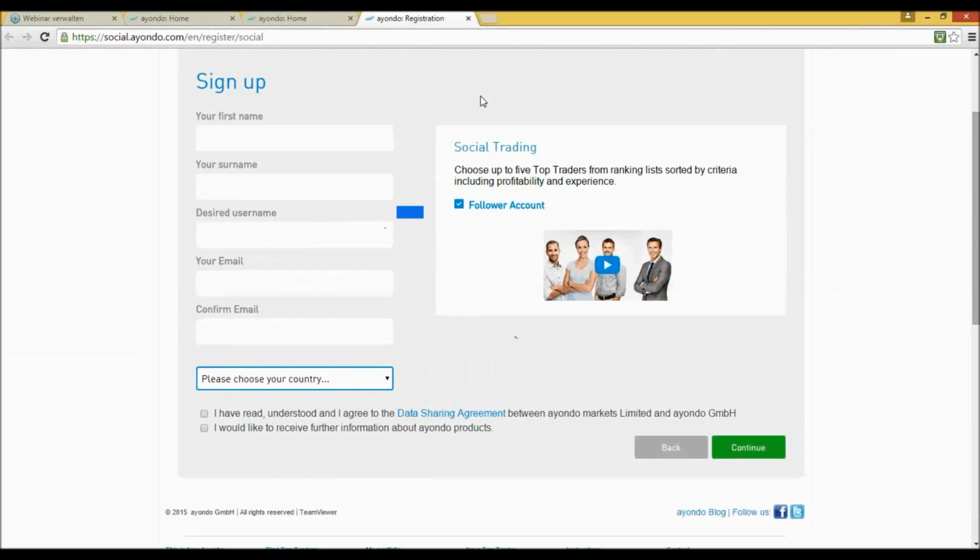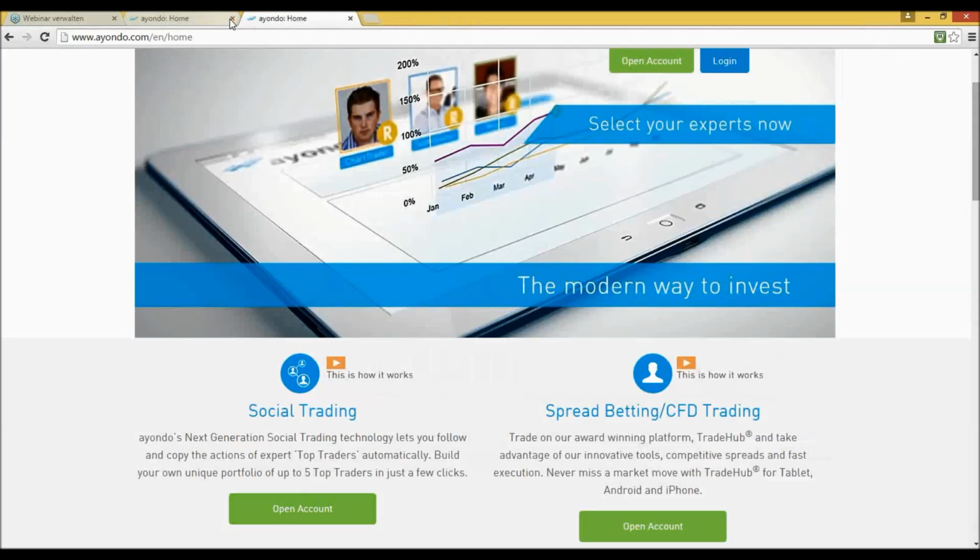That process shouldn't take more than a couple of minutes, and once that's done, you're able to log onto your account. Now, in order to log into your account, you need to navigate yourself back to the home page, which is again ayondo.com, and then along the top here you should see login. Just go to that now. Once you go to the login section, you're prompted with three options. One is the social trading, which we're going to be looking at very shortly. The next two options are your TradeHub Live and your TradeHub Demo. These two options are for the more traditional type of trading, which we can look at another time on another webinar.